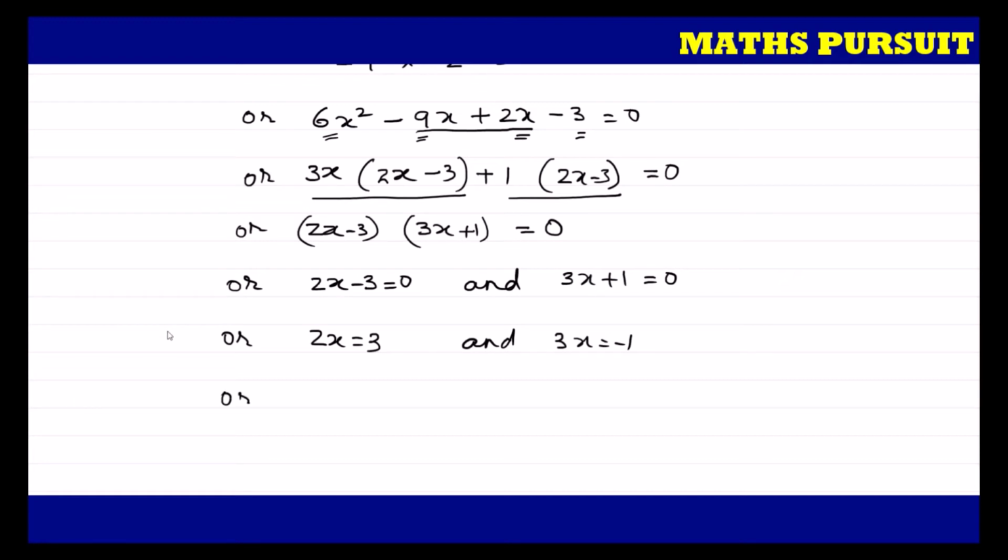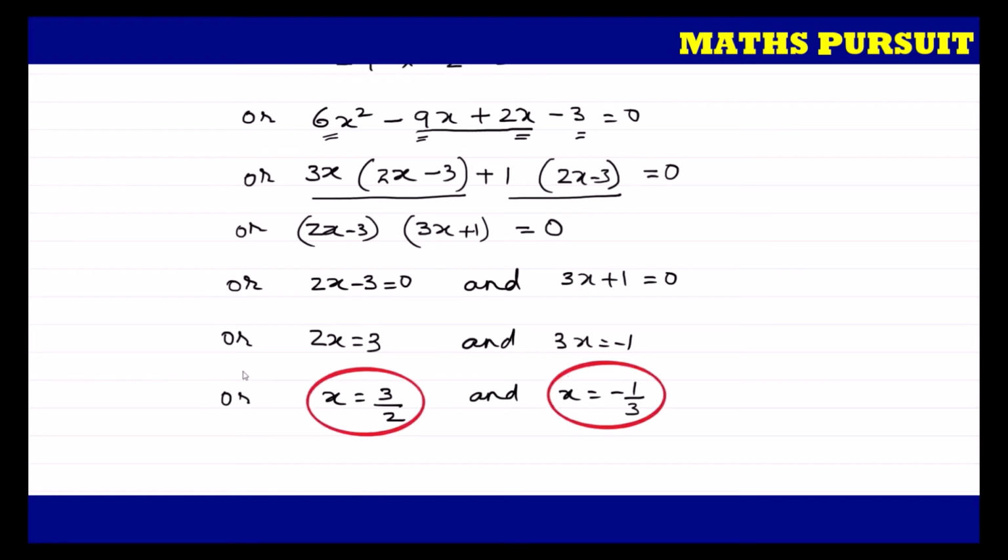Or I can write x is equal to 3 upon 2. And here x is equal to minus 1 upon 3. So guys, these are the two values of x we got. One is 3 upon 2 and the other one is minus 1 upon 3. So we can write our concluding answer.